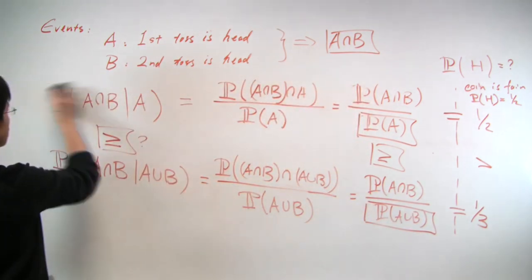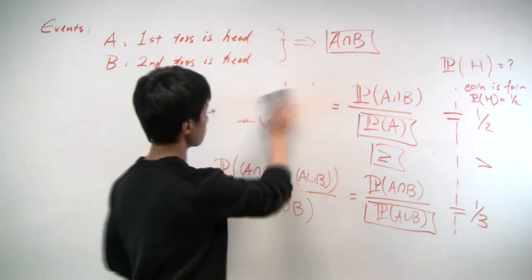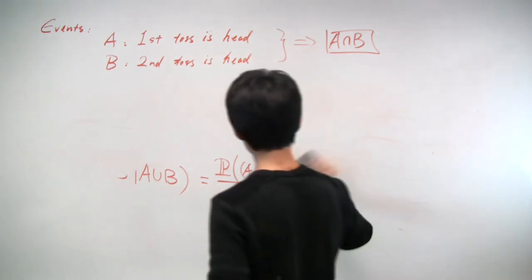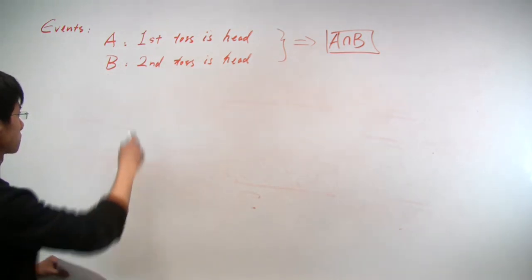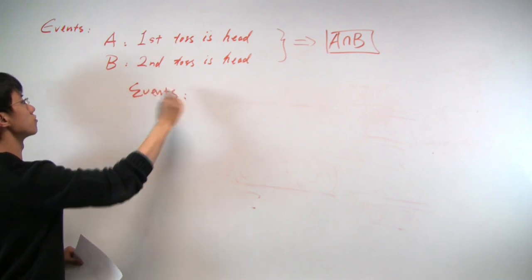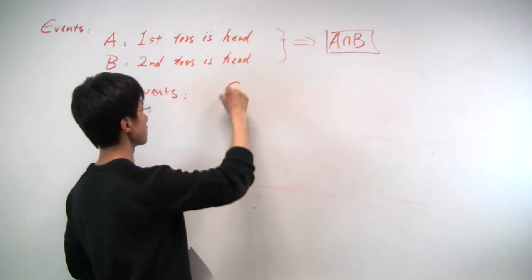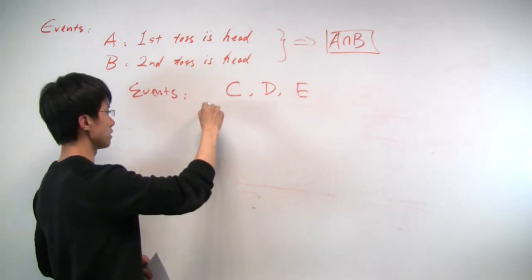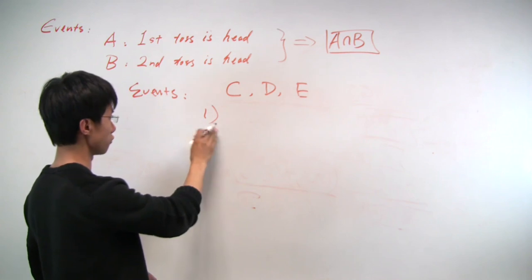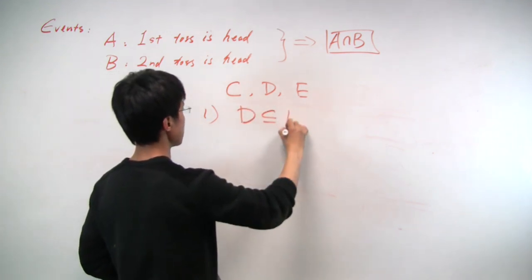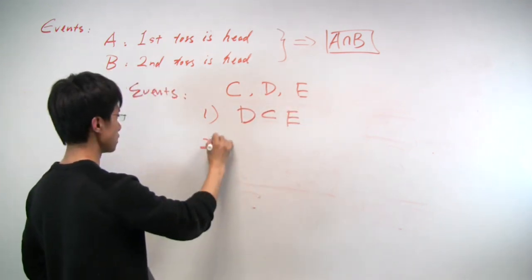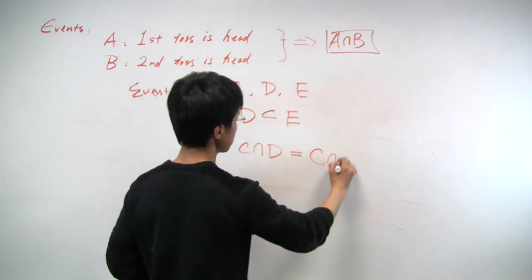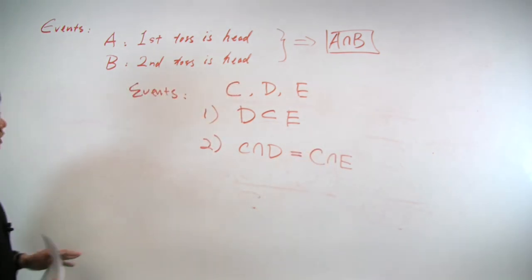How do we generalize this into more general settings? There are multiple ways, but we'll go over one particular form. To do so, we'll define three events somewhat more abstractly. Let's say we have three events, C, D, and E. Imagine any events, but all three have to satisfy the following conditions. First, event D is a subset of E. And second, the intersection of C and D is equal to the intersection of C and E.